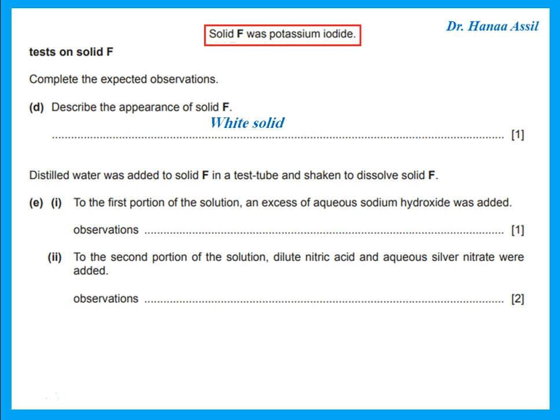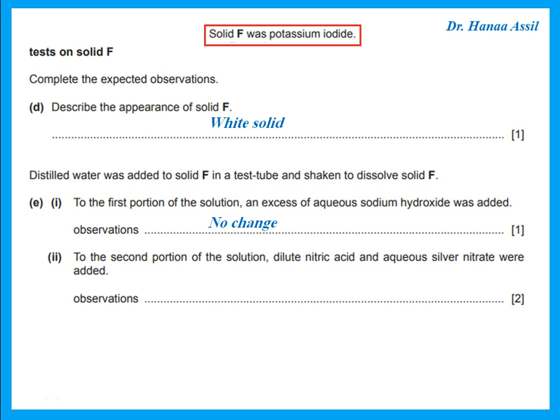What is the observation? Do you remember the test that we did with excess aqueous sodium hydroxide? Did we do tests for potassium? You shouldn't get any result because this will form potassium hydroxide, and that's just a colorless solution. So what you see is no change. Because when you add sodium hydroxide to potassium iodide, you get potassium hydroxide and sodium iodide. Both of these are soluble salts. So no change, everything is still colorless solution.